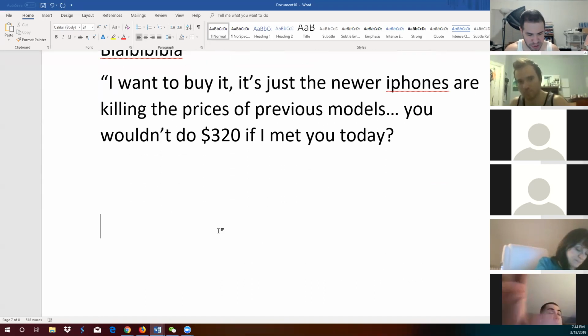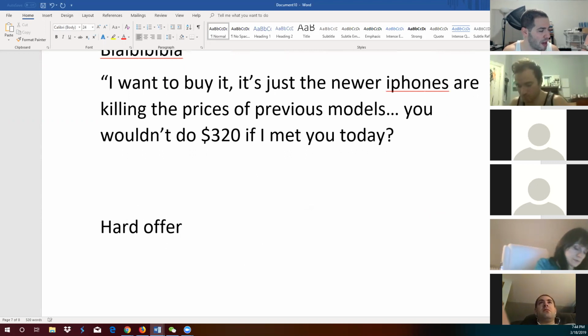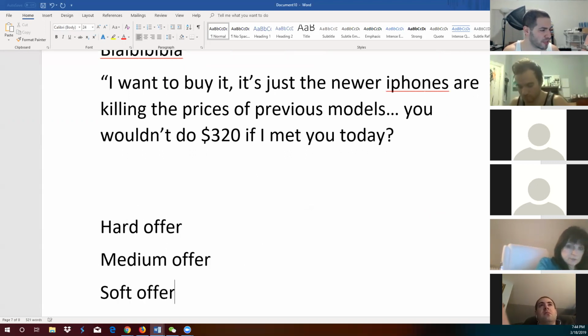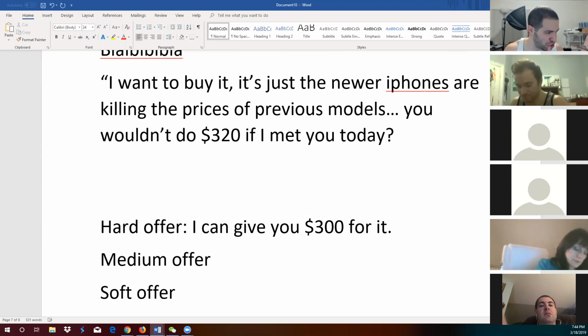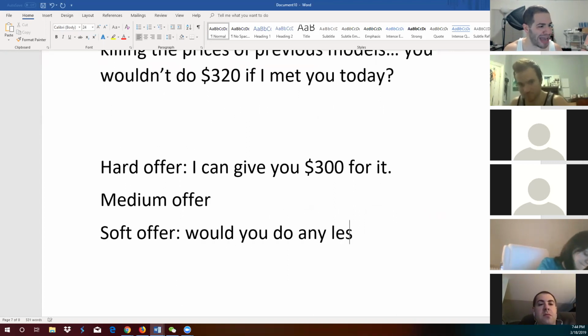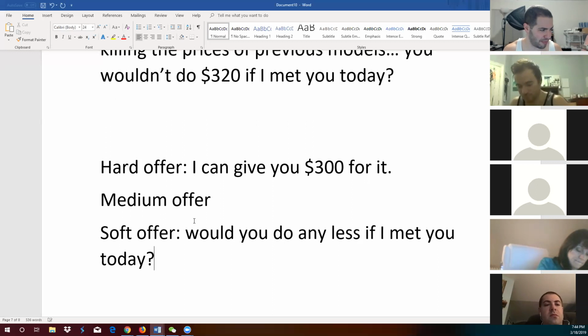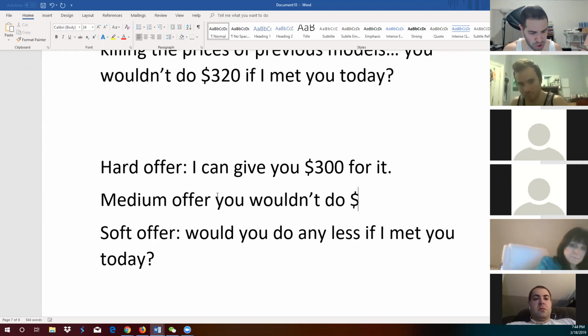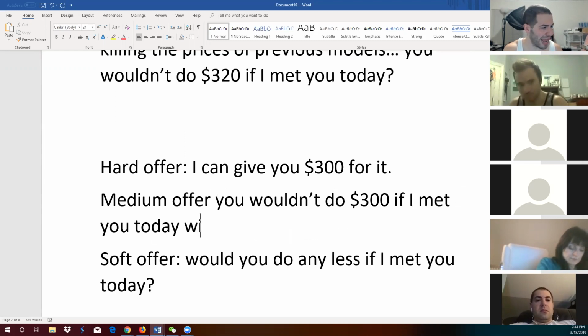Now we got to talk about the offer. So the offer is you can make a hard offer, a medium offer, or a soft offer. This is brand new information, by the way. The first time I introduced this was last Thursday in the group chat. A hard offer is: I can give you $300 for it. It's where you're stating how much you can give. A soft offer is asking them to come down in price: would you do any less if I met you today? A medium offer is the middle: you wouldn't do 300 if I met you today with cash.